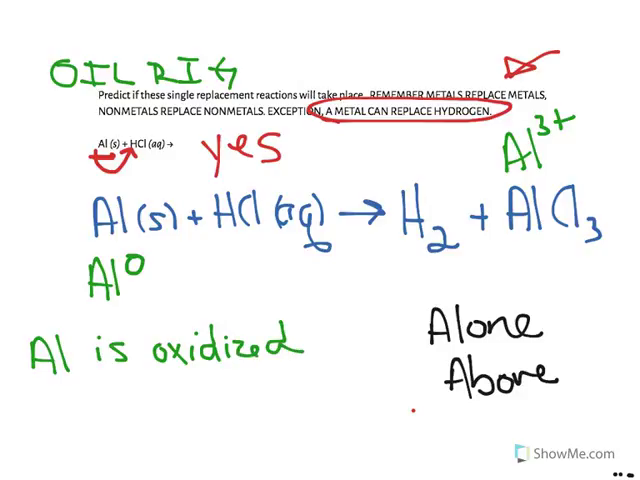If I'm looking for the element that was reduced, because every time there's an element that's oxidized, there's an element that's reduced, it's hydrogen. Hydrogen goes from having a +1 charge to being by itself. And when elements are by themselves, they have a neutral charge. So what does that mean? That means it must have gained an electron. So I would say aluminum is oxidized and hydrogen is reduced.